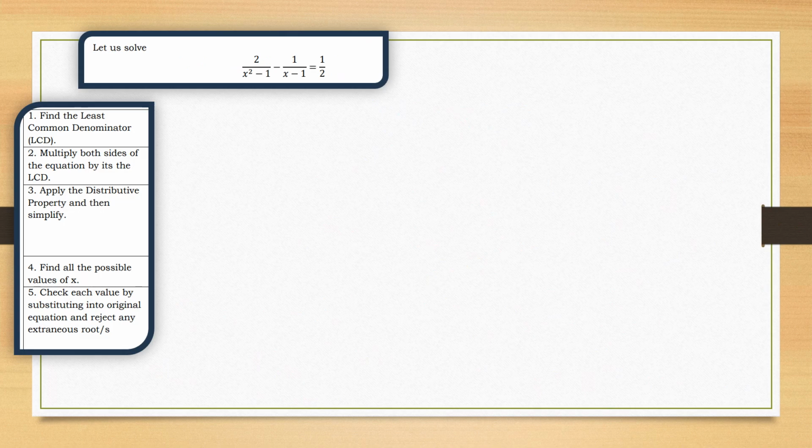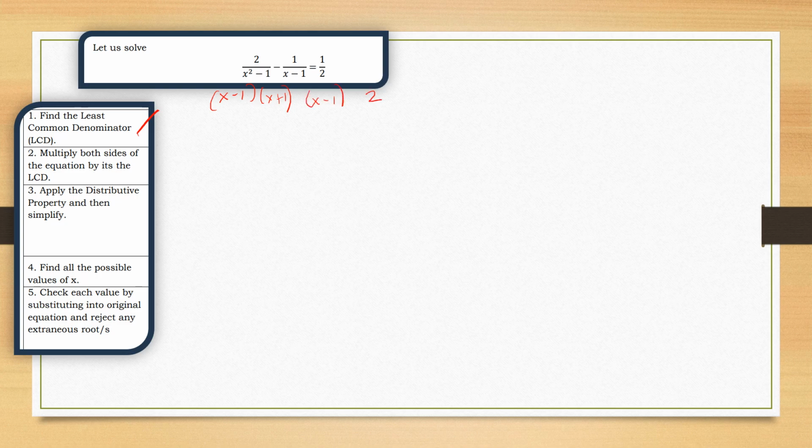For example, 2 over x squared minus 1 minus 1 over x minus 1 equals 1 half. First is to identify and find the least common denominator. So, kuhanin natin ang mga factored form ng denominators natin. Ang x squared minus 1 ay factorable. X minus 1, x plus 1. Ang x minus 1, factored form na yan. Hindi na yan pwede i-factor out.